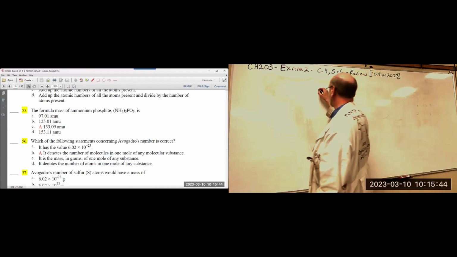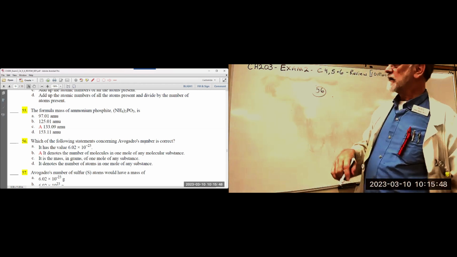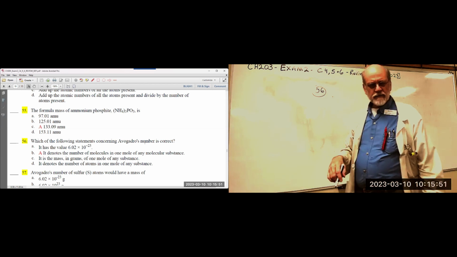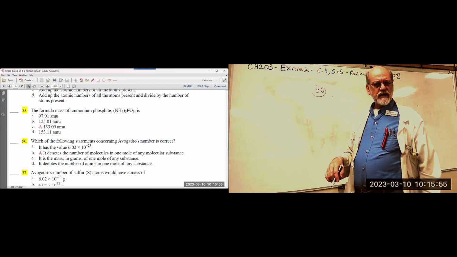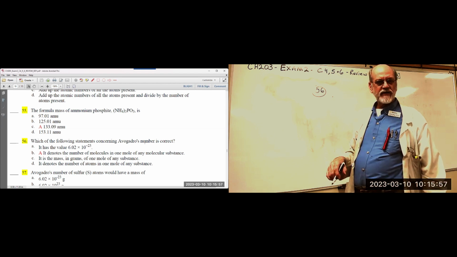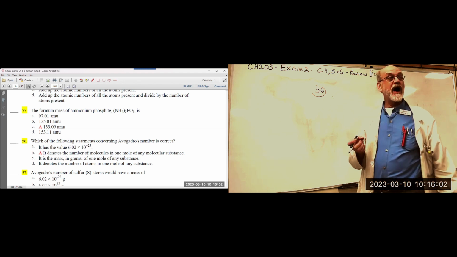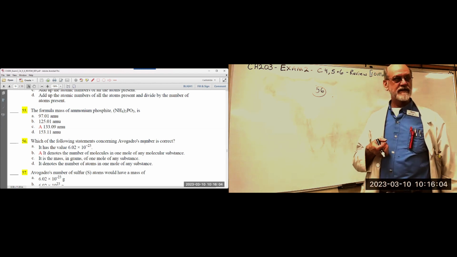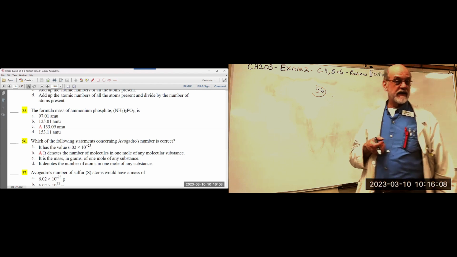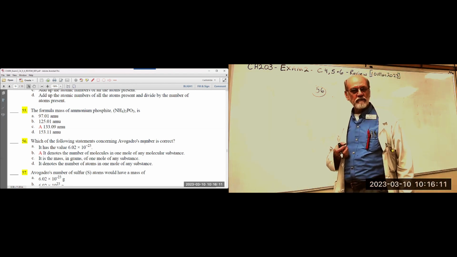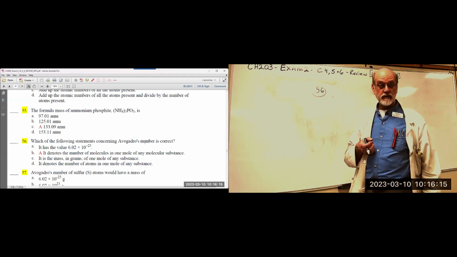56. What's that all about? Which of the following statements concerning Avogadro's number is correct? It has the value of 6.02 times 10 to the minus 23rd. I don't think so. It needs to be a positive 23. It's a huge number. So A is false. B, it denotes the number of molecules in 1 mole of any molecular substance. This is true. B is true.